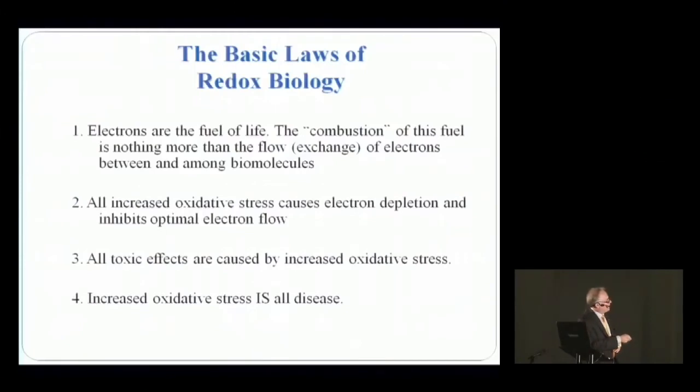Number three, all toxic effects, so all symptoms of all diseases, are caused by increased oxidative stress. And putting it in a different way, increased oxidative stress, depending on where it is and its intensity, is the disease.